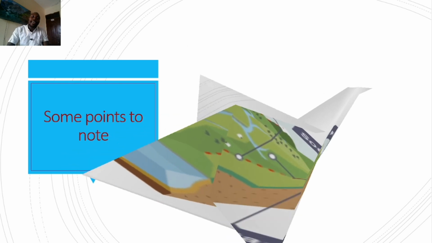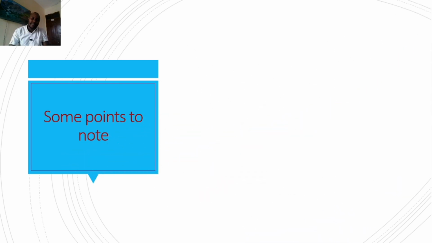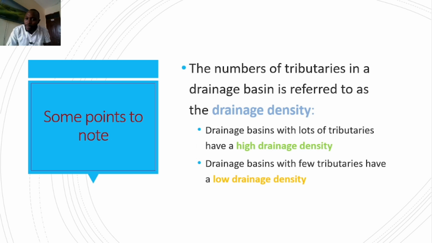Now you need to note some of these points. Actually, they're very important. The number of tributaries in a drainage basin is referred to as the drainage density. So when you say a river has a high drainage density or a low drainage density, we actually mean the number of tributaries. Drainage basins with lots of tributaries have a high drainage density, while drainage basins with a few tributaries have a low drainage density.